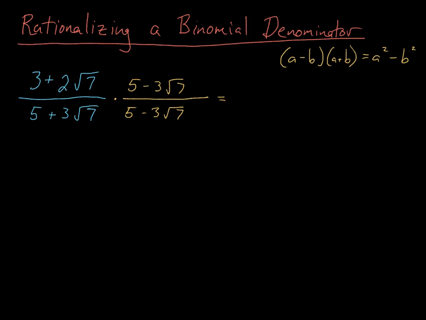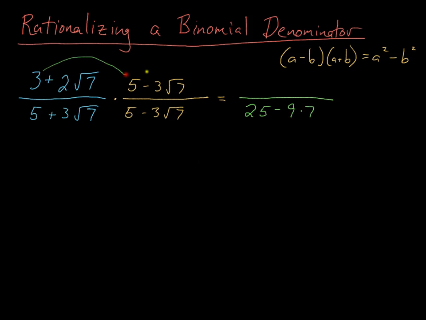So the bottom's really easy. It's just going to be the first guy squared. So 5 squared is 25. Minus the second guy squared. 3 squared is 9. And then square root of 7 squared is 7. So 9 times 7. On the top, though, we're going to have to do FOIL now.